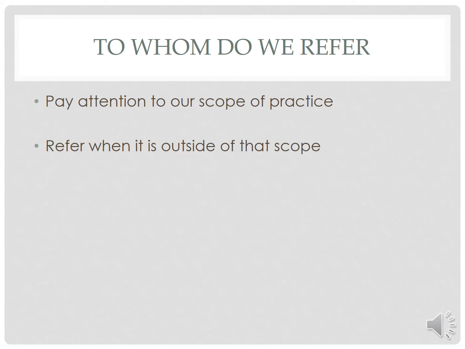And who do we refer to? We need to refer out when something is outside of our scope of practice. So if a child has some serious behavioral health issues, mental health issues, we need to refer them to a mental health specialist. If we suspect a child has medical issues, we need to send them back to their medical home, whoever that is. If we suspect that there is something educational going on, maybe some intellectual disability, we need to refer them back to education. So we need to consider when it is inside and when it is outside of our scope of practice and refer appropriately.